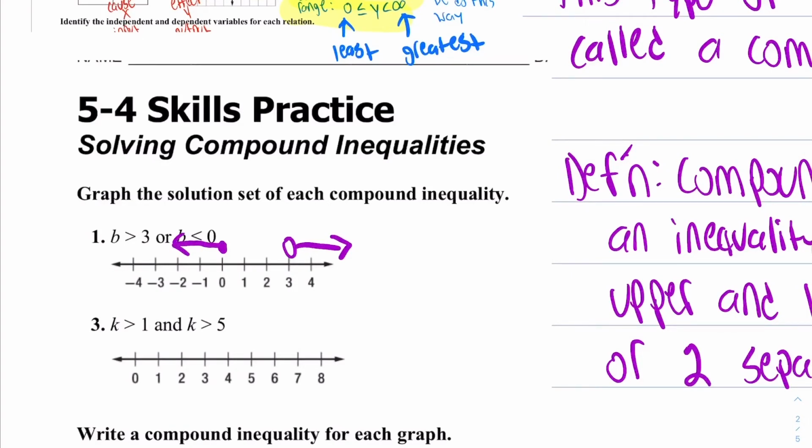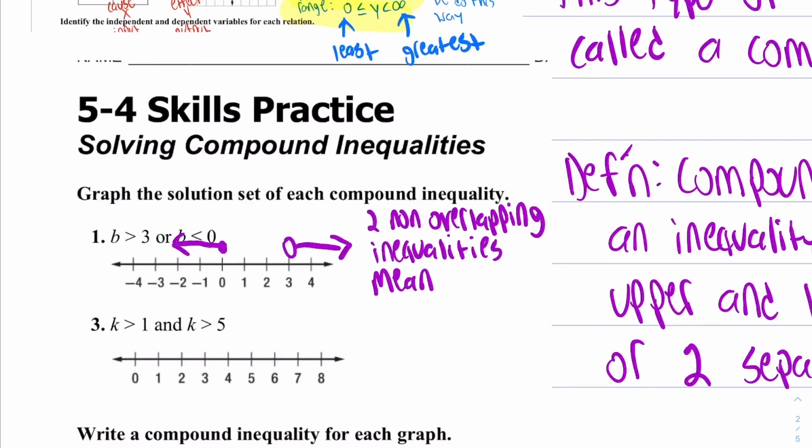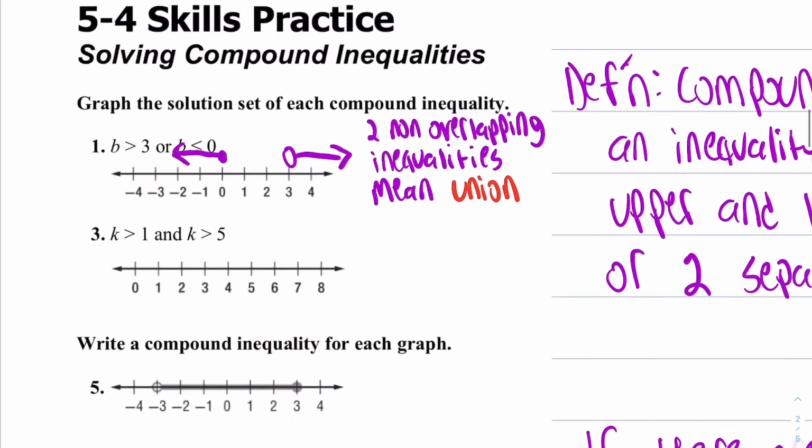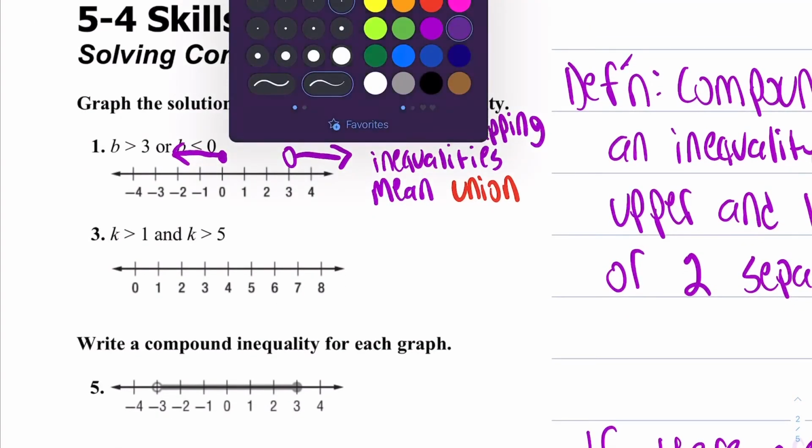Are these two lines going to overlap? No, they're not going to overlap. They're going in opposite directions. So two non-overlapping inequalities mean that we have a union. Let's check and see what this next one is.